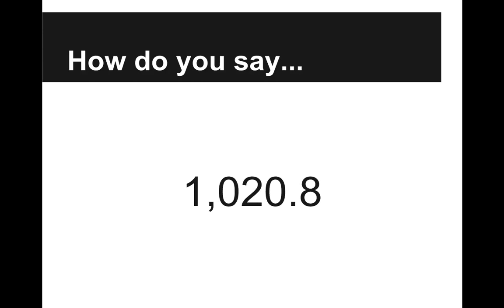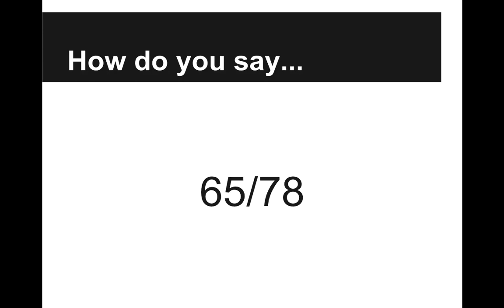How do you say that number? The answer is 1020.8, or 1020 and 8/10. How do you say that number? The answer is 65 over 78. This line indicates a fraction.